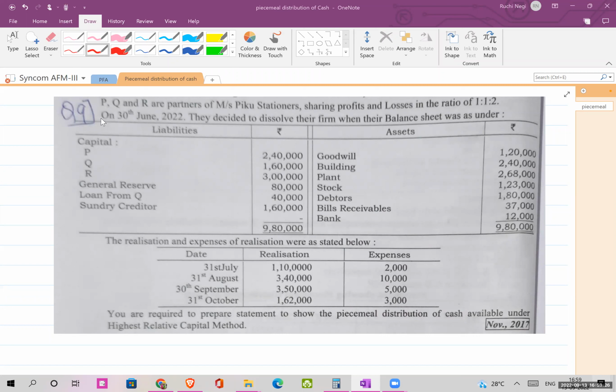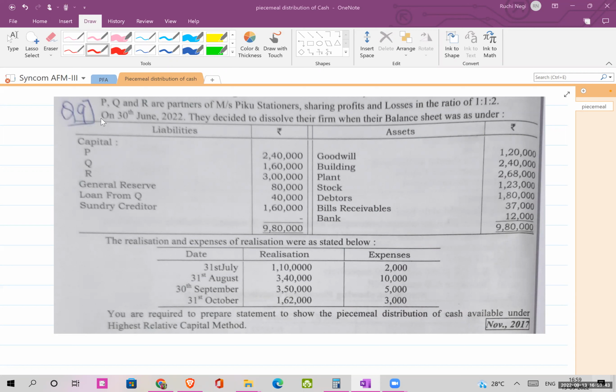Okay, so let's move on to this particular sum. Last lecture, I gave you a brief insight into the solving of the sums. What's the procedure of solving a sum on piecemeal distribution? Look at this question on the screen.